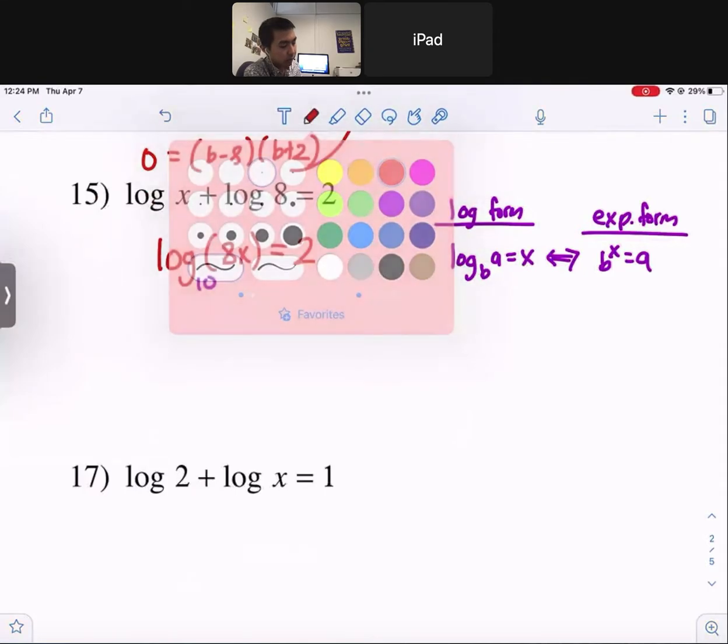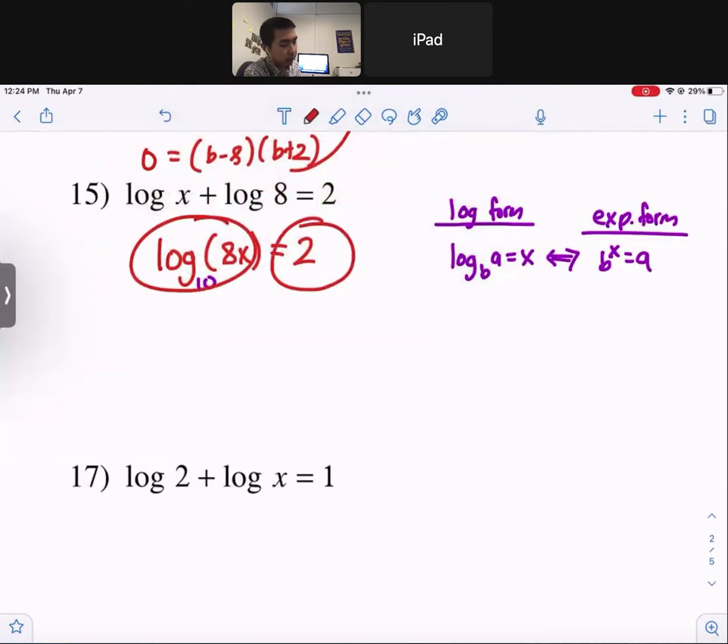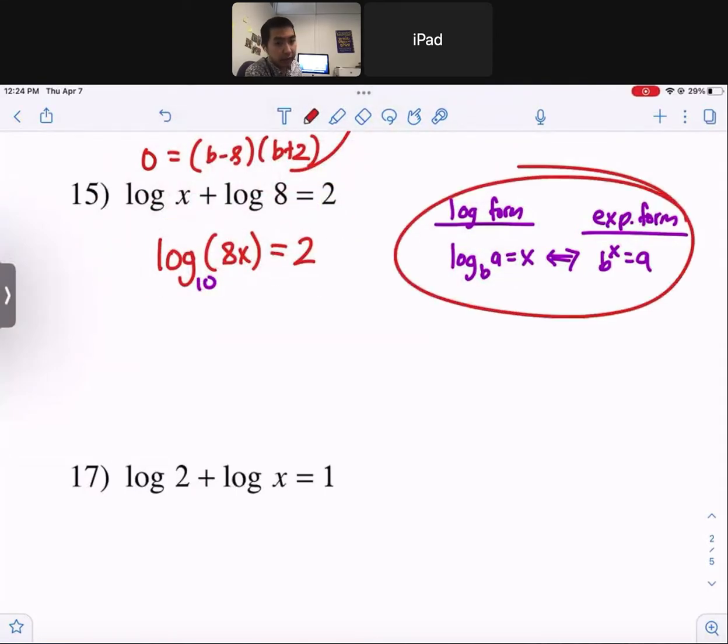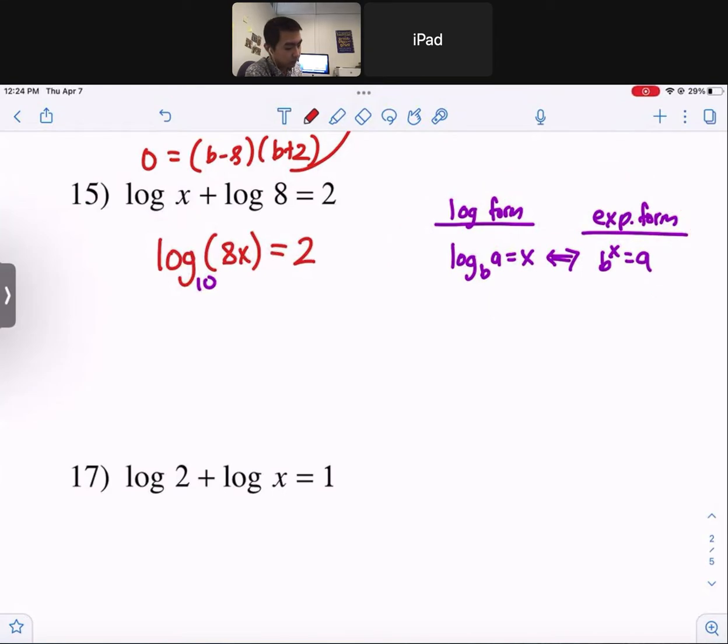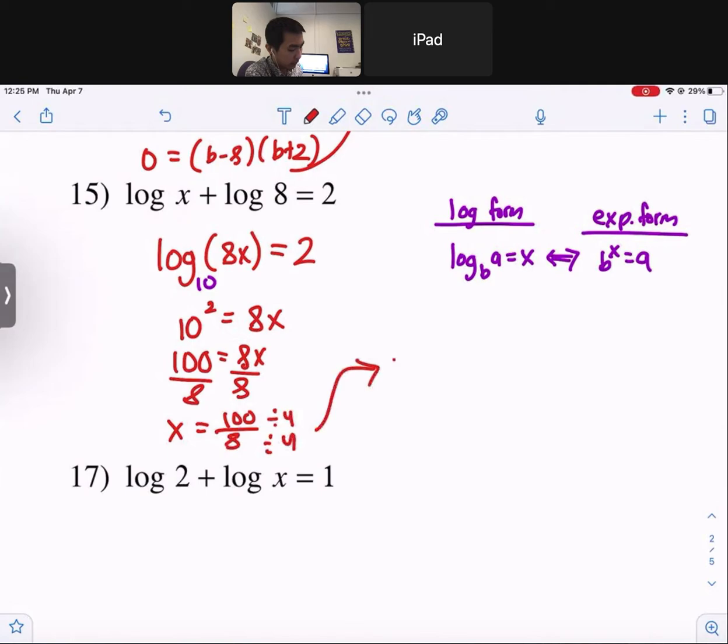So now we finally have a log equals a number, so now we're going to change it to exponential form. Take the base, raise it to that power, and make it equal to 8x. 10 squared is 100. Divide both sides by 8. And then we can divide top and bottom by 4. x equals 25 over 2. And if we plug that into here, you guys, that's a positive value. So x equals 25 over 2.